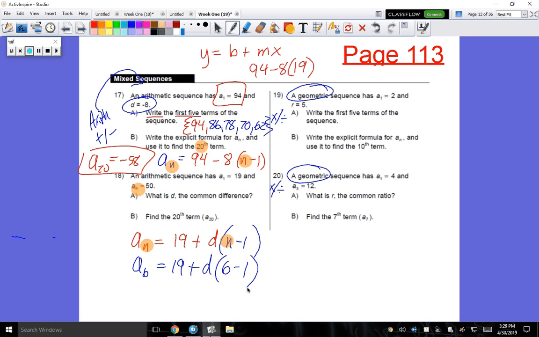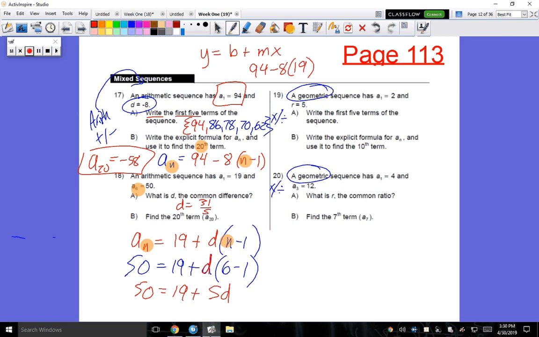Y'all with me? So then, what's a sub 6, guys? 50. Plug it in. So if this is 50, my only unknown now is D. And how? Because I know that n represents the term in line. So I have 50 is equal to 19 plus 5D. Subtract the 19. D is what? 31 over 5. Yep. 6.2 if you're going to put it as a decimal.